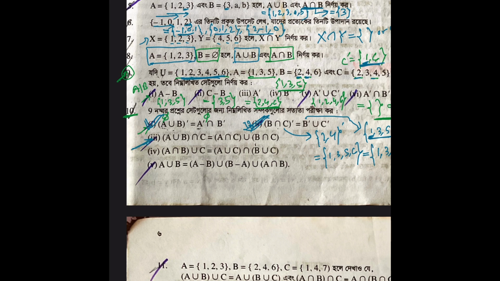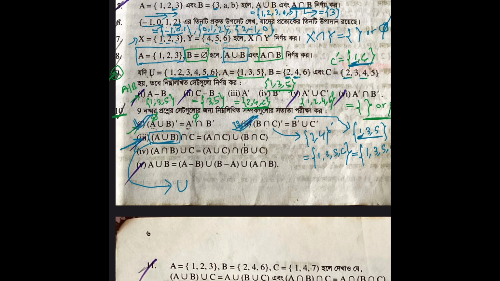For problem number 3, we have to figure out A union B, intersection C. Now A union B would result in U, the universal set. The intersection with the universal set will only have the members of C, because the universal set contains all the elements of A, B, and C. So this entire thing would be the C set, basically.